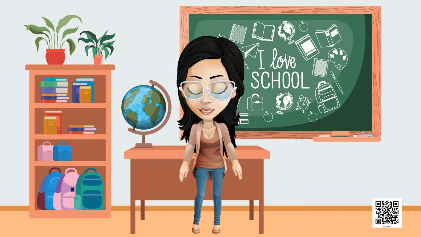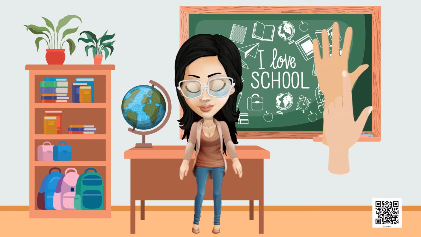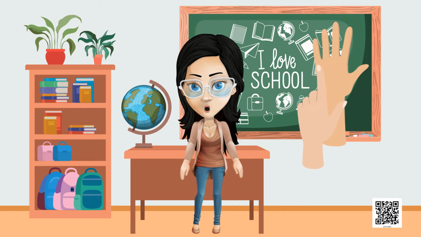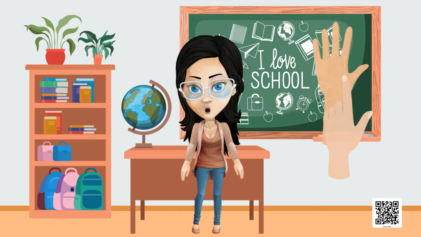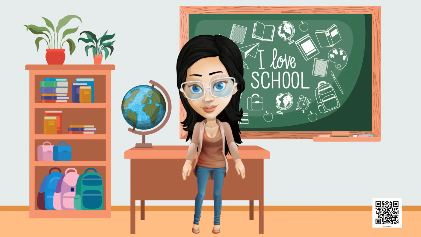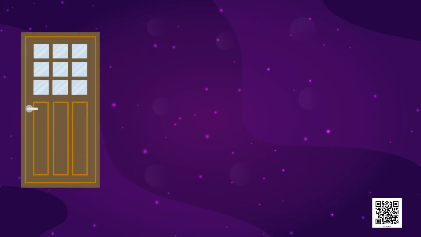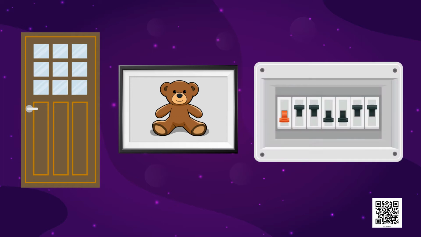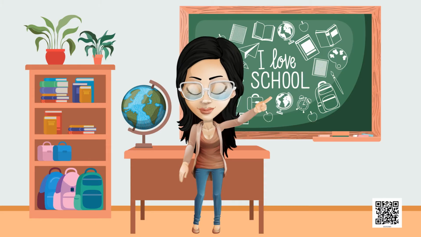Now let's find out some rectangles. First close your eyes. Now draw it on your hands. Keep on drawing. 2 sides longer, 2 shorter. Very good. Now open your eyes and find out. Yes, the door, the photo frame, switchboard. They all are in the shape of a rectangle.